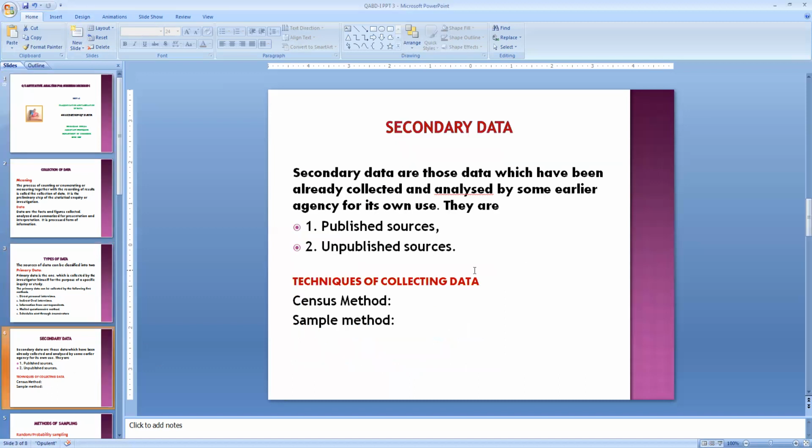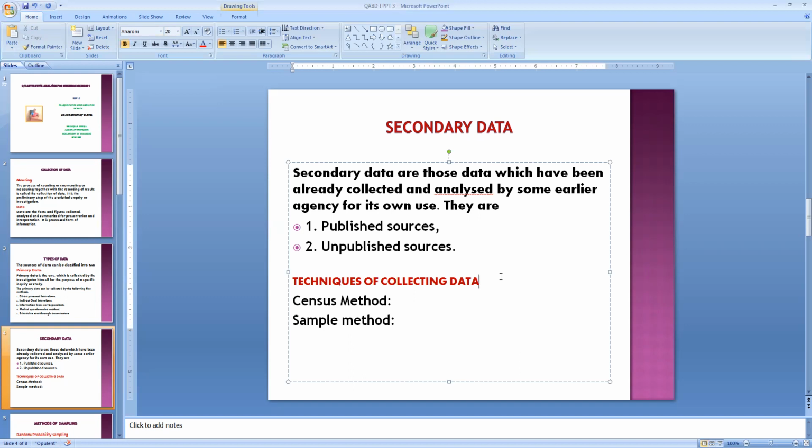Let us go to the secondary data. We know that primary data is initially collected by the investigator himself. That is collected for the first time. It is not collected by any other person. Then what is the other type of data? It is called the secondary data. Secondary data means the data which have already been collected by someone else. It might have been collected for its own use, and the same data we make use of for our study or our inquiry. That is called the secondary data.